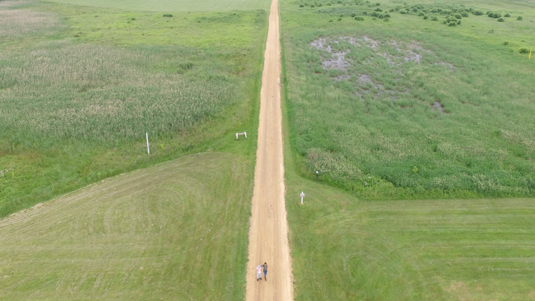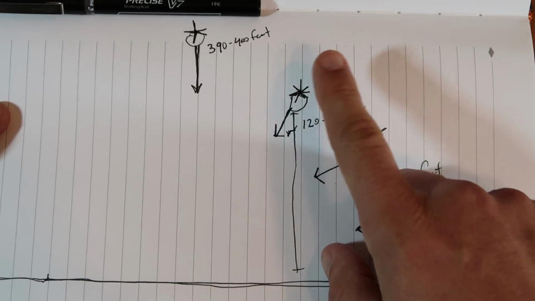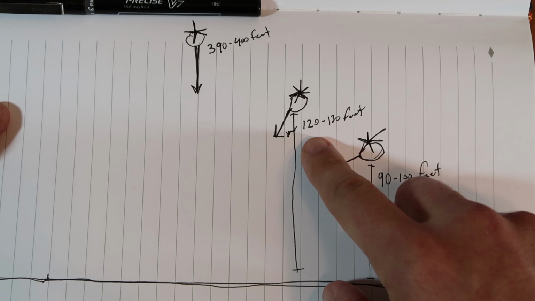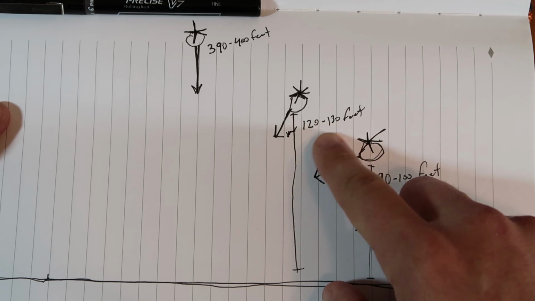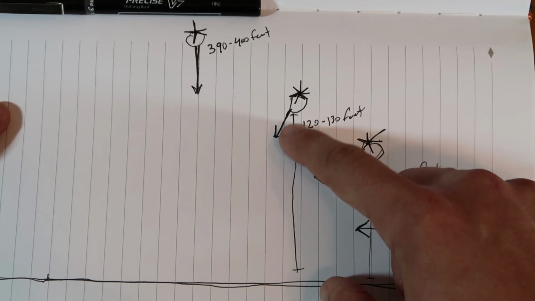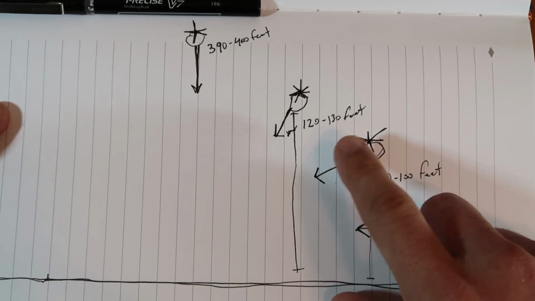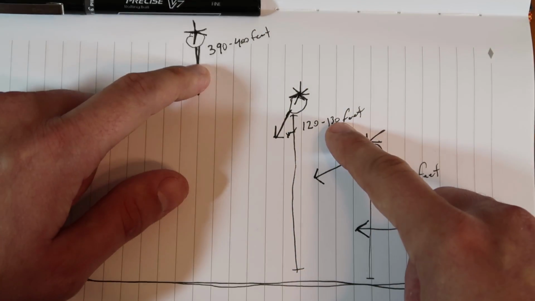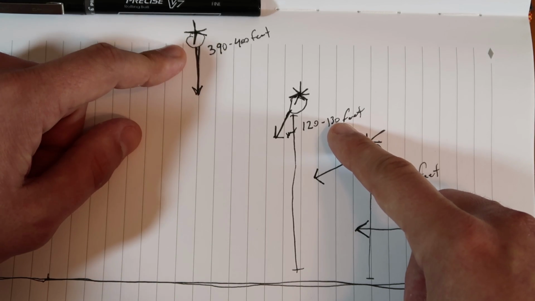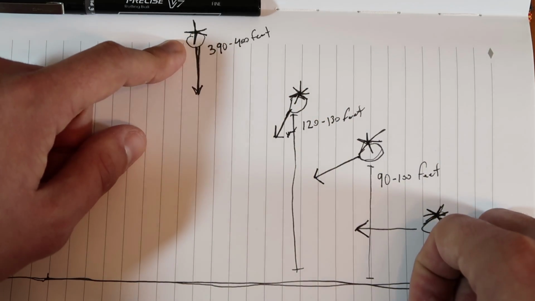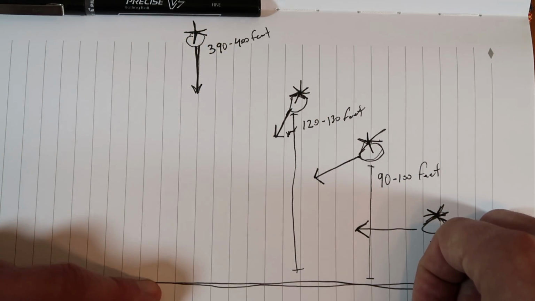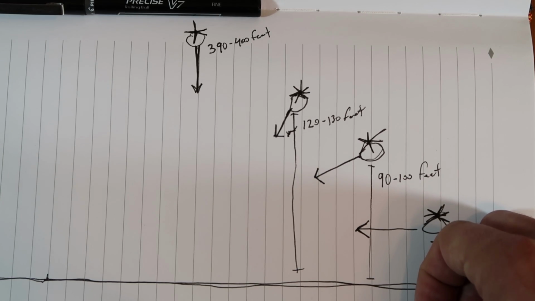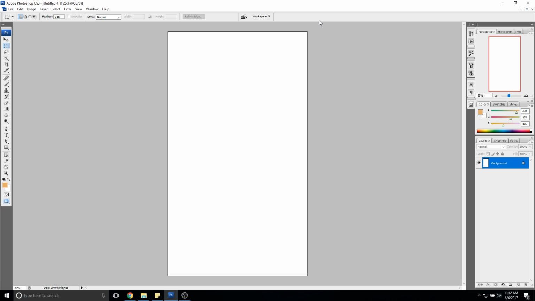Then we're going to move the drone forward even more, and we're going to go up to 120 to 130 feet, and also tilt the gimbal down on a slight angle, more than this one. Then we're going to go up to about 400 feet, and we're going to move across a little bit more, point the gimbal straight down, and then capture that image. Okay, let's get this thing started.